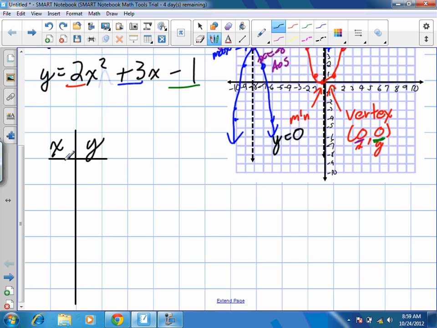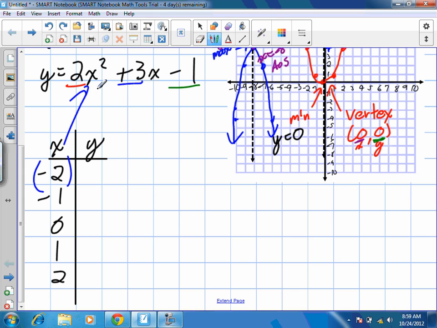Just like we've done with linear equations, we're going to take x values that change by the same increments. And we choose x values that would be on a graph. So in this case, let's try -2, -1, 0, 1, and 2. We're going to use these x values and plug them into the equation for the x's and solve for what y would be equal to. So I'm going to quickly do that on the side here.